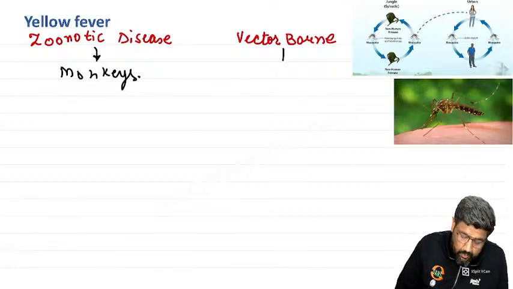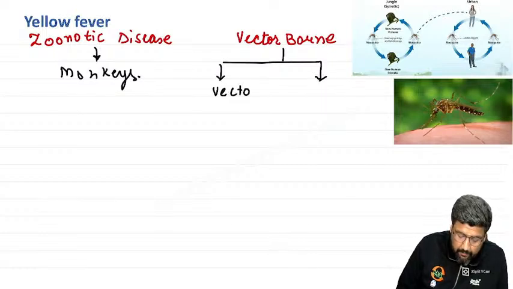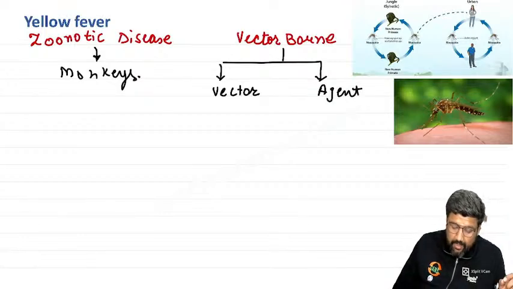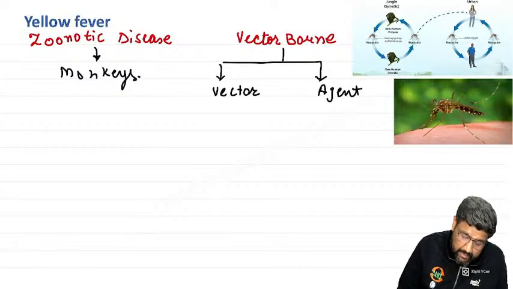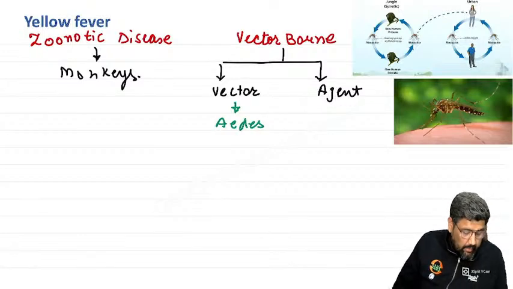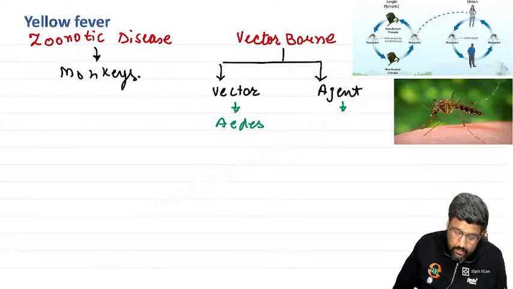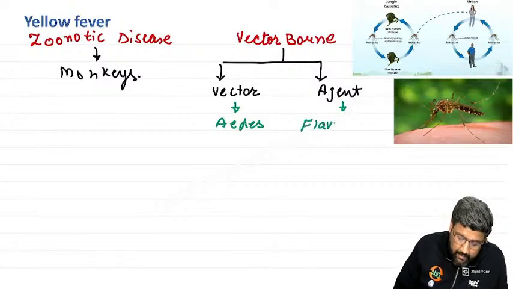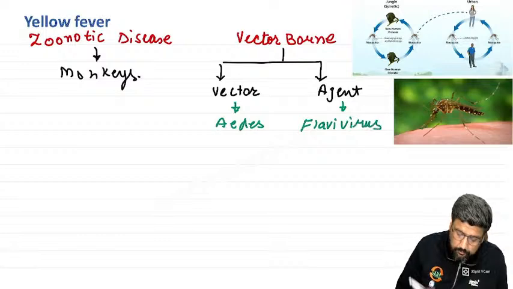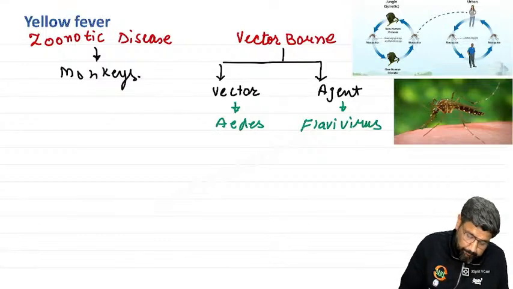It is a vector-borne disease. Whenever we have a vector-borne disease, we have a vector and we have an agent. What is the vector in case of yellow fever? Guys, any guess? Yes, Aedes. Very good, Dr. Anil. Aedes. Now, bacho, what about the agent? What is the agent in case of yellow fever? It is a flavivirus.